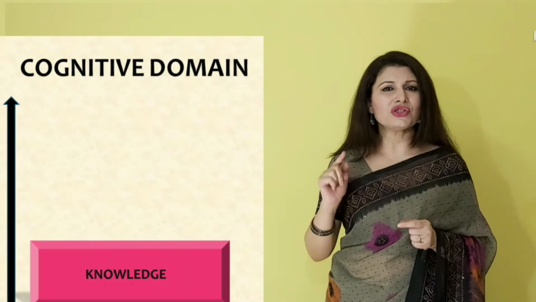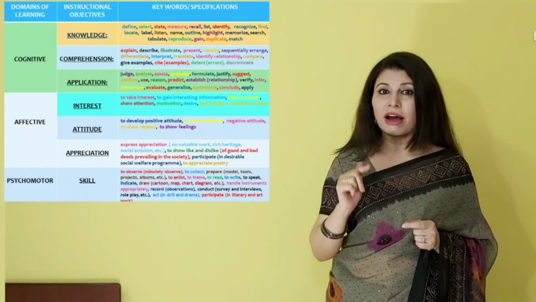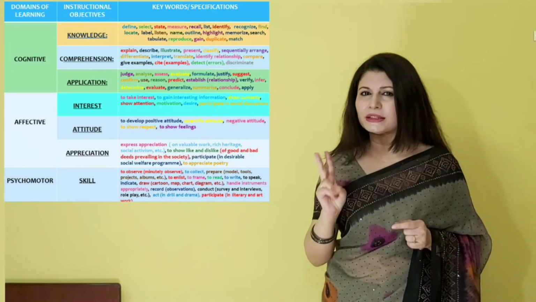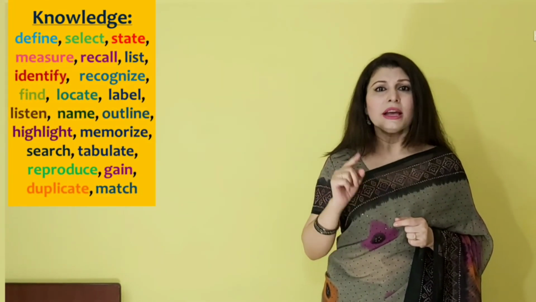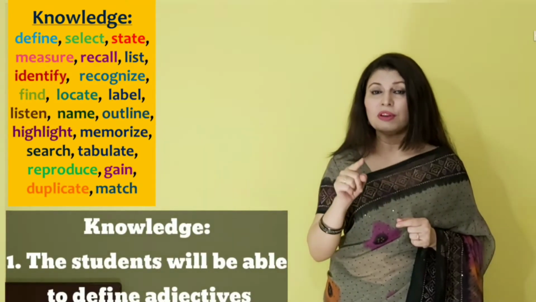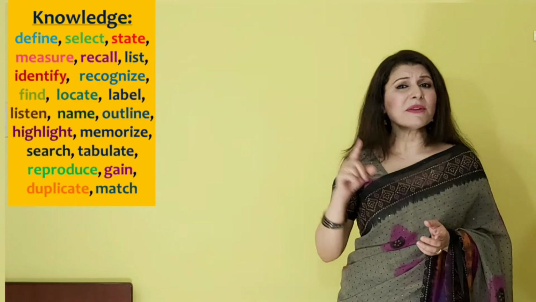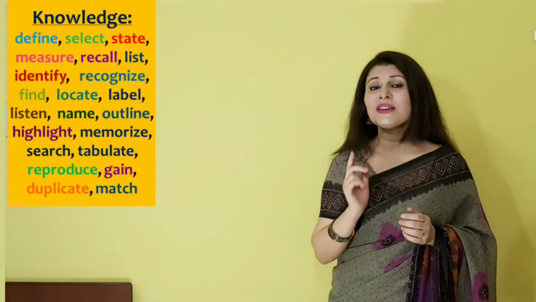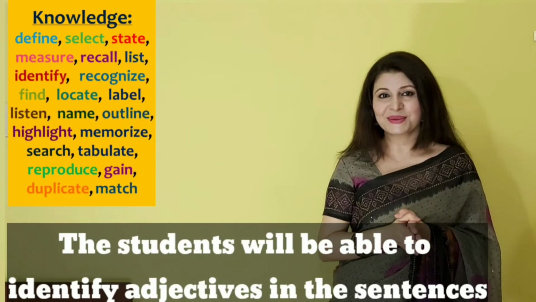For this, we'll check the verb chart and pick verbs from there. First of all, we'll write the objectives of the first level, that is knowledge. We'll write 2 objectives for each level. Now, we'll pick one verb from the list. So, here we can write, the students will be able to define adjectives. It will be number 1. Now, let's pick one more verb from the list. I'll pick identify. So, we can write, the students will be able to identify adjectives in the sentences.